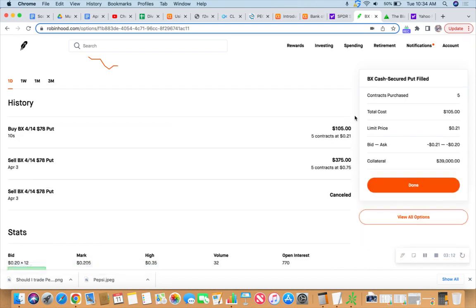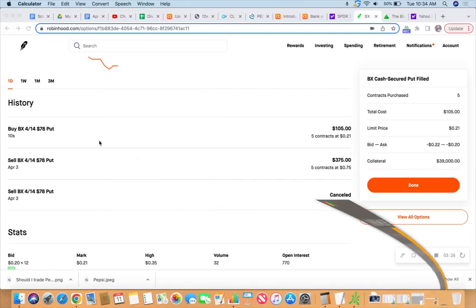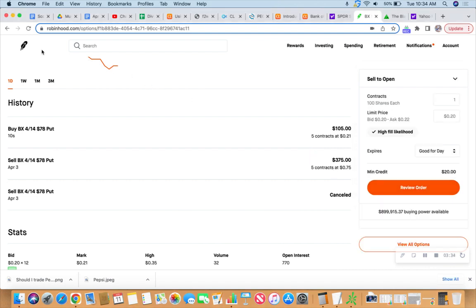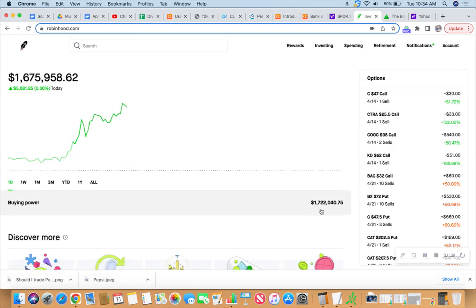Okay, there we go. So we just paid $105, and then we netted the difference between the two, which is $270, which showed us an annualized return of 31.5%. And the reason that it's so high is because we just put this trade on 8 days ago, April 3rd. So that is one ringy-dingy down, and now we can go back to the main board and probably watch before our very eyes as our collateral or our buying power goes up.